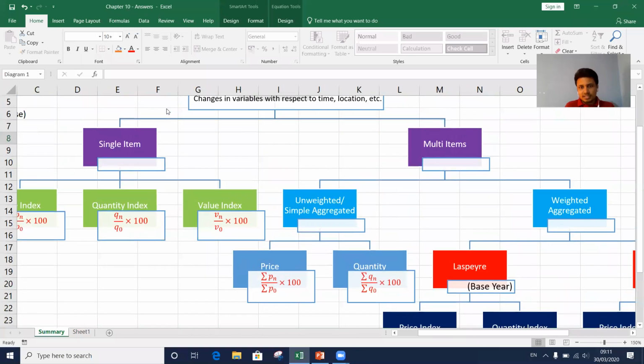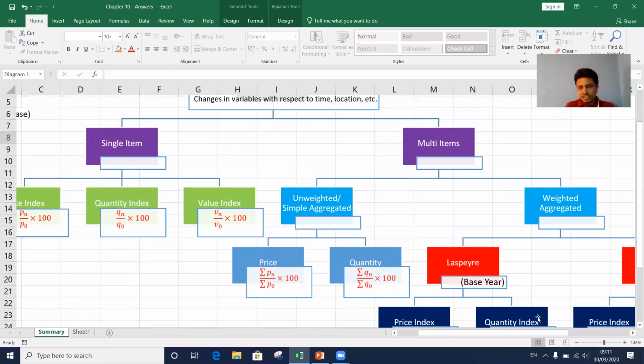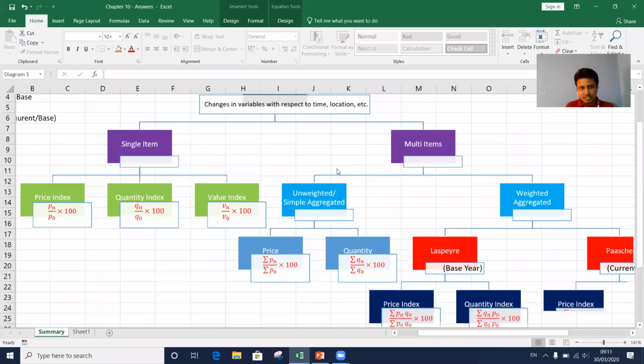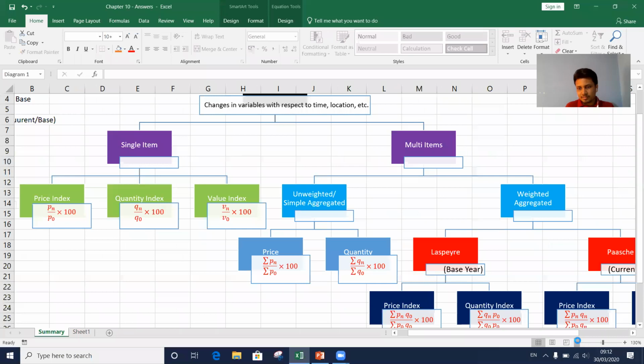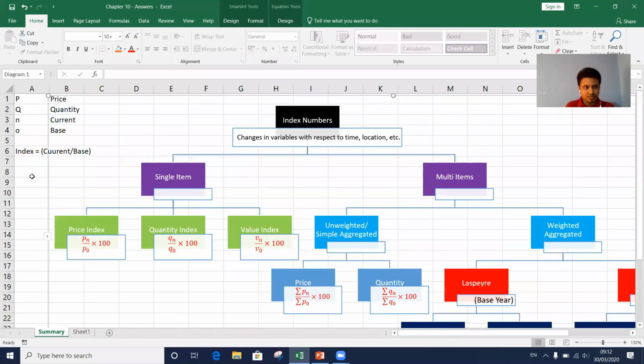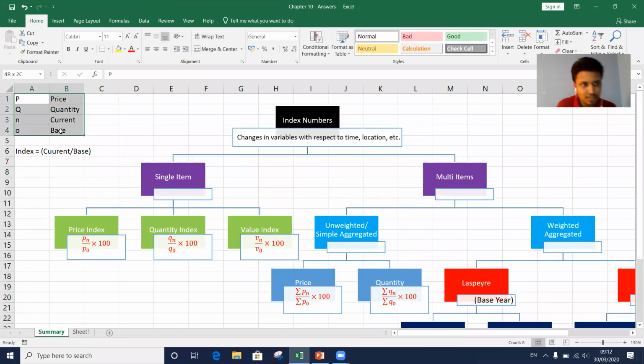Okay, so this is the summary, the whole summary of this chapter, right? We will discuss these things with examples. And these things you should know. P stands for price, Q stands for quantity, N represents current figures, and naught represents base year figures. Right. Okay.